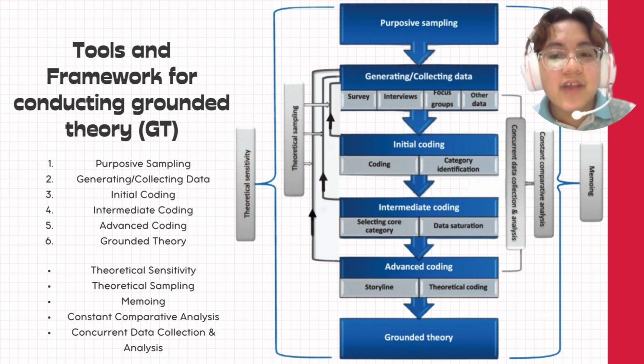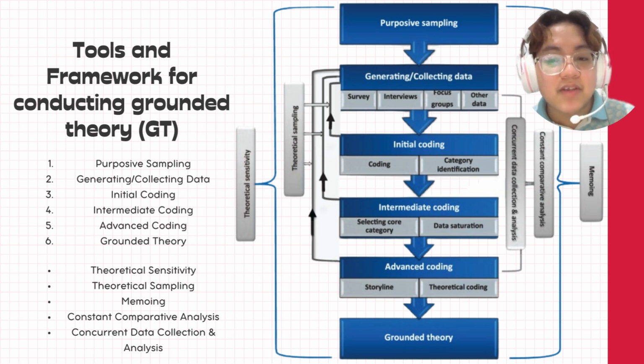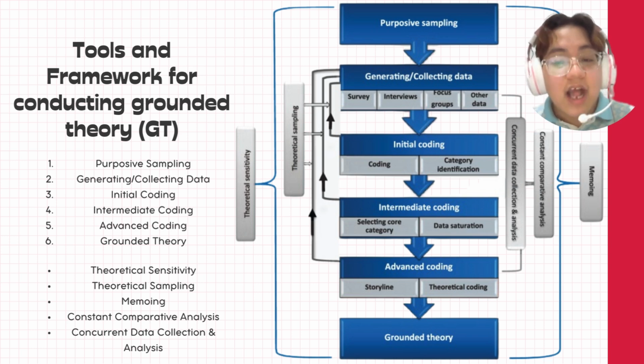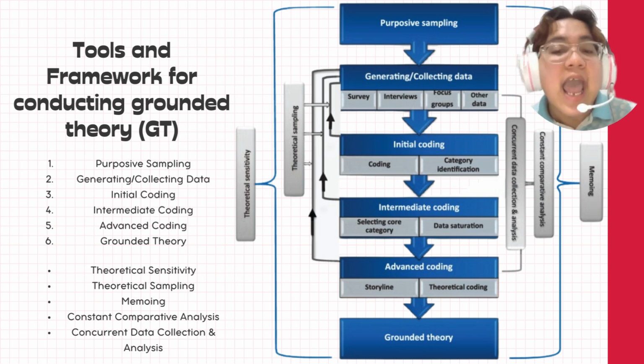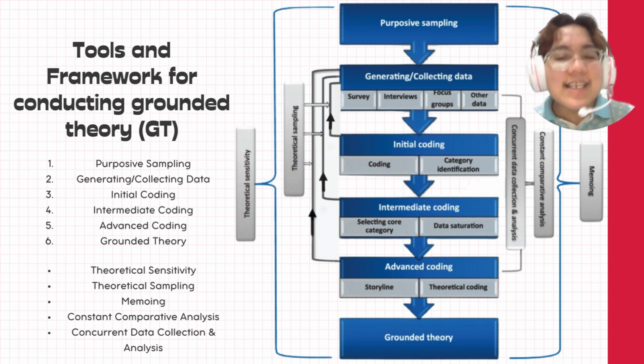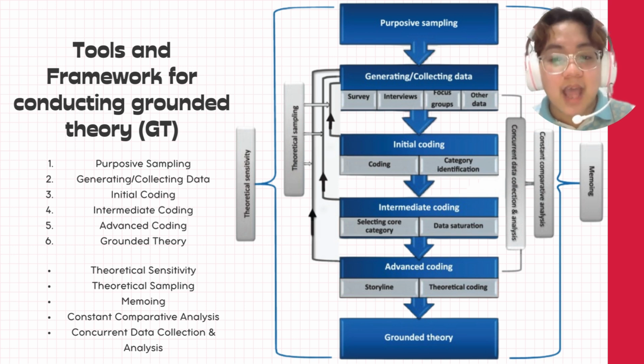On the right side, you can see the words memoing, constant comparative analysis, and concurrent data collection and analysis. In memoing, throughout the entire process, the researchers write memos or notes to keep track of ideas, insights, and decisions. On the other hand, in constant comparative analysis, you constantly compare the data pieces like interviews, surveys, etc., to identify similarities and differences, helping you build categories and theories. And lastly, concurrent data collection and analysis. Data collection and analysis happen at the same time. You keep comparing new data with the previous data to refine your understanding.